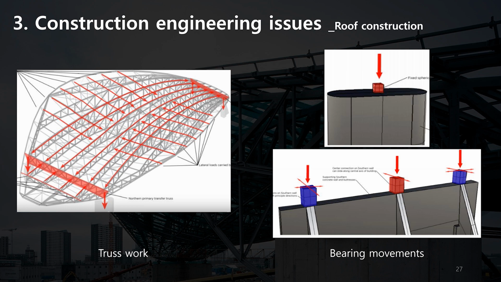Also, they used fixed spherical bearings on the northern end to act as pins. The southern wall with outer two bearings can slide in both central axes of the building, and the central bearing is only allowed to slide along the central axis of the building. These moving bearings allow simplifying the substructure construction and enduring wind load and thermal expansion.